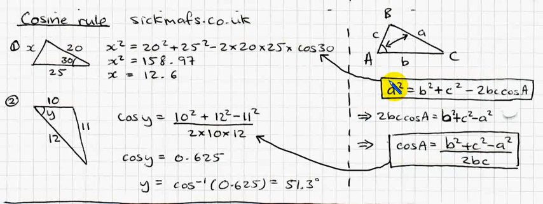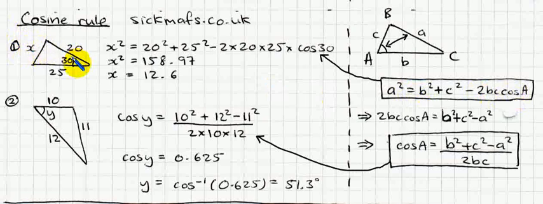And the formula is pretty straightforward after that. a squared equals b squared plus c squared, that's just the other two sides squared and added together, and then take away 2 times b times c times cos of the angle you're given. Let's do a quick example of it.